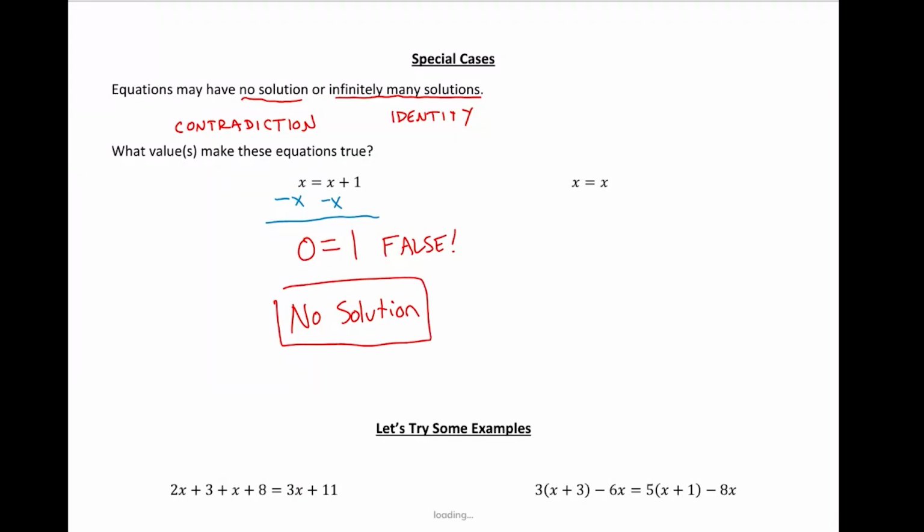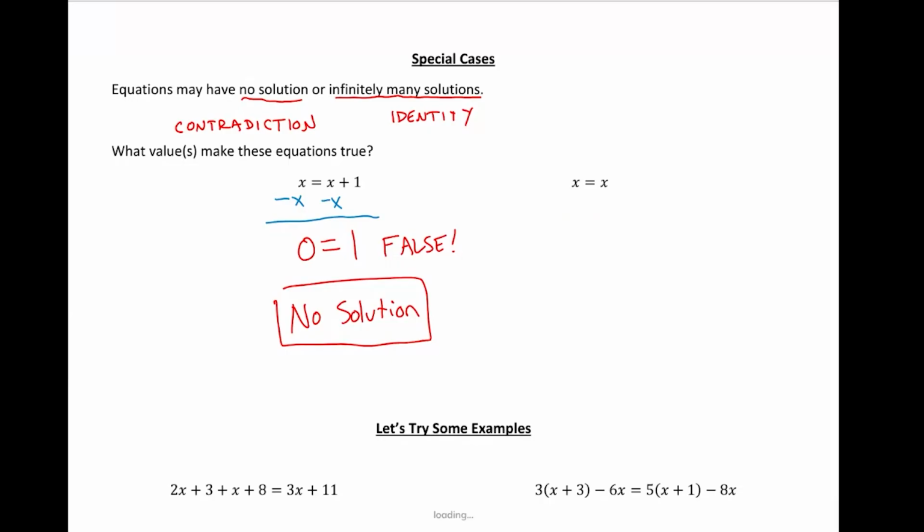On the other hand, you might have something like x equals x. This one might be obvious because the equation is so simple, but you could plug in any number you want to make this true, right? If x is 2, it's true. If x is 5, it's true. If x is 10, it's true. Any number you plug into x is going to make this true. So this is known as an identity. Every number on the number line is a solution.